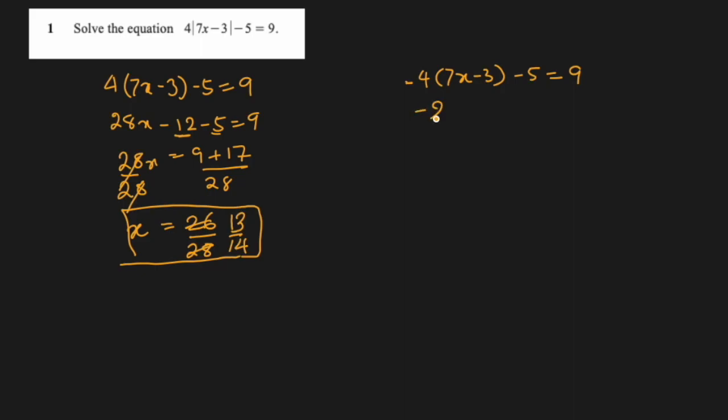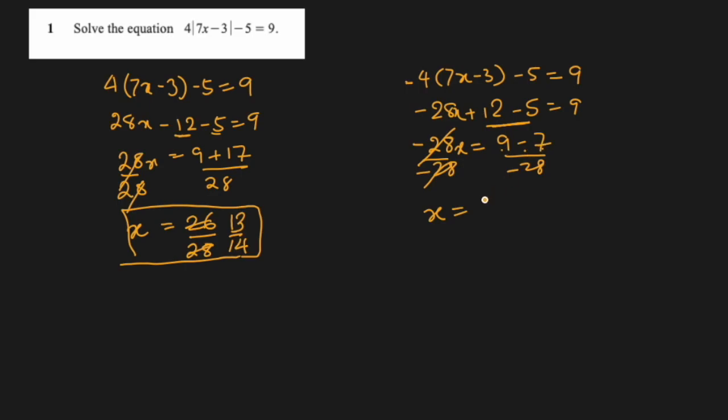What about this one? Minus 28x plus 12 minus 5 equal to 9. Minus 28x plus 7, yeah, but we'll bring it to the other side. It becomes negative 7. And I forgot to write x. Divide this by negative 28 and negative 28. x is equal to 9 minus 7 is 2 divided by negative 28. They cancel out. So x is equal to negative 1 over 14. These are the two solutions. Let's move on to the next one.